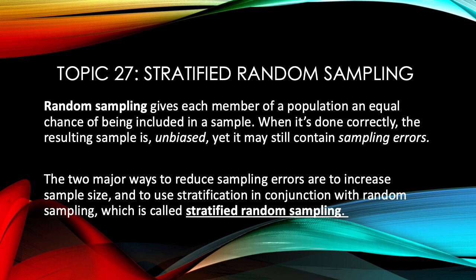Last week we learned that random sampling gives each member of a population an equal chance of being included in a sample. When it's done correctly, the resulting sample is by definition unbiased, yet it may still contain sampling errors. The two major ways to reduce sampling errors are to increase sample size and to use stratification in conjunction with random sampling, which is called stratified random sampling.